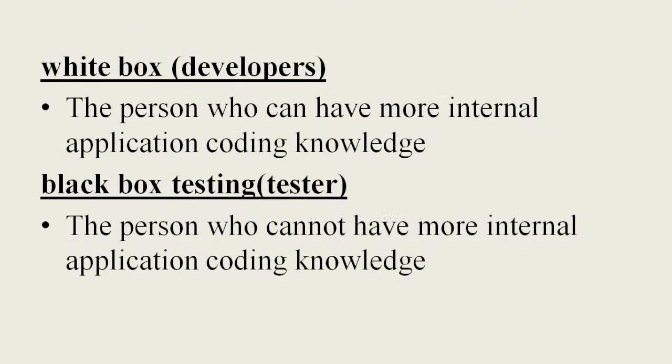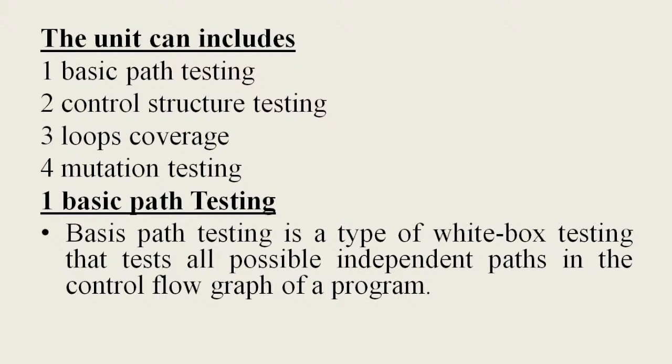Okay, next one. What does unit testing include? What are the stages involved in unit testing? The first one is basic path testing, the second one is control structure testing, the third one is loop coverage, and the fourth one is mutation testing.